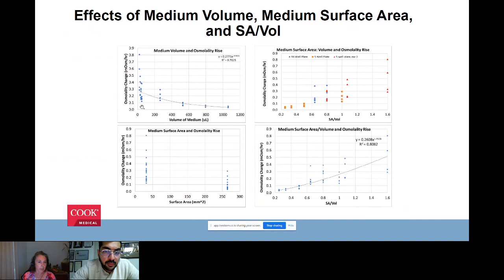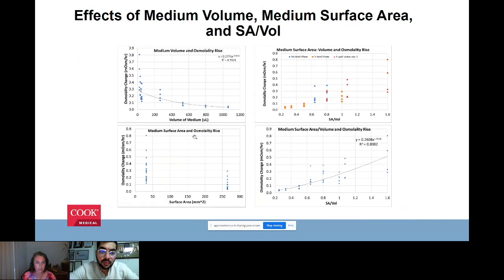So the same amount of water evaporating, but with a smaller volume, you have an osmolality rise that is faster. If you look at bigger volumes of media, obviously you have a lower osmolality rise. So this is why medium volume actually has a big effect. The smaller the volume, the faster the rate of osmolality rise. And this does make sense.